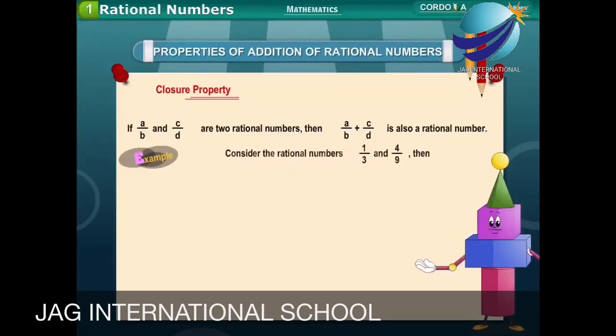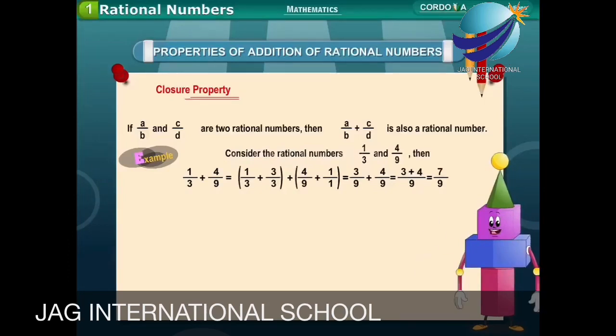Example: Consider the rational numbers 1/3 and 4/9. Then 1/3 + 4/9 = (1/3 × 3/3) + (4/9 × 1/1) = 3/9 + 4/9 = (3 + 4)/9 = 7/9, which is a rational number.